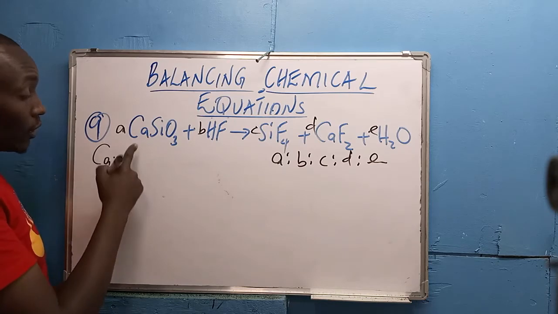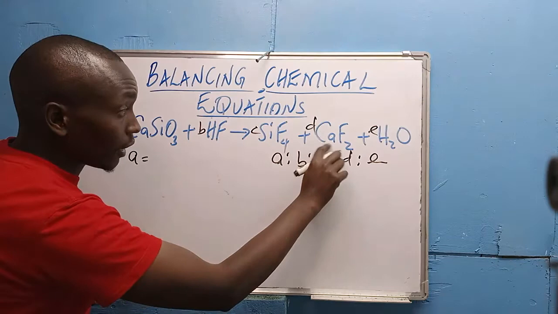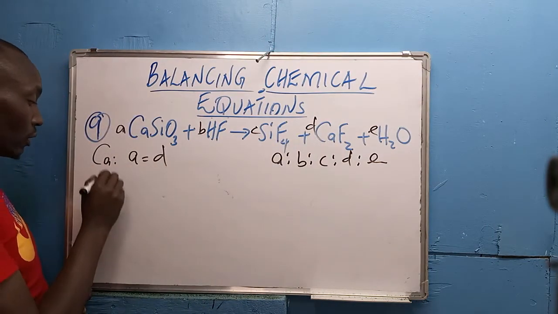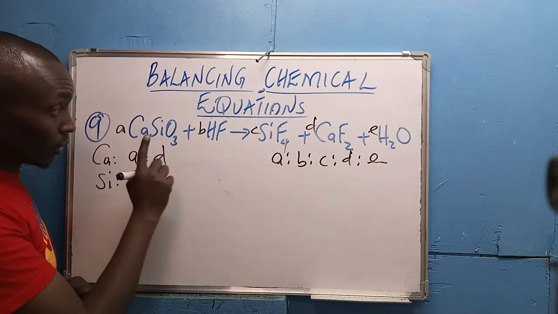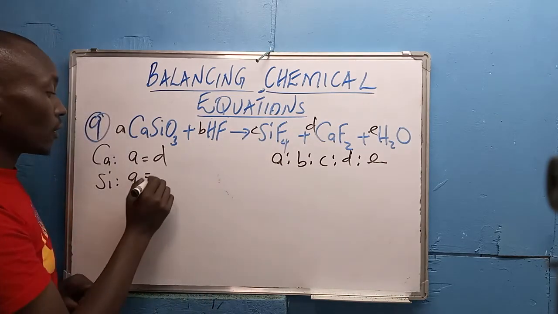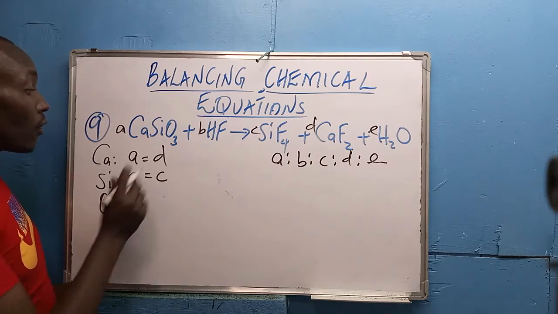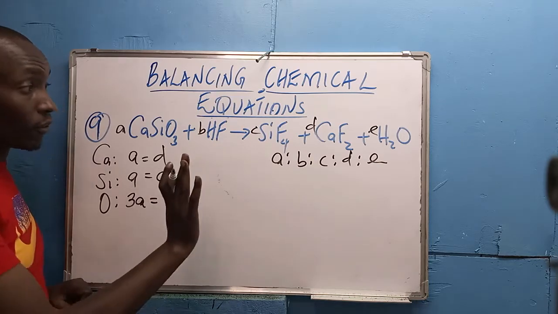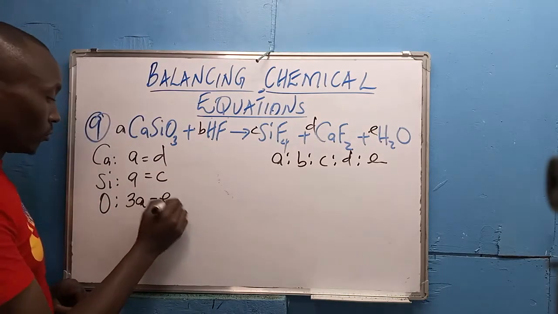Calcium. Yes, 1 times A, that is A. On the other side, it is 1 calcium in this formula times D, so it equals to D. Then we can talk about silicon. Yes, silicon, 1 times A, that is A. That's 1 silicon in the formula times A. Then 1 silicon times C, that is C. Oxygen, oxygen 3 times A, 3A equals 2. On the other side, we look for oxygen. It is in this formula, so it is 1 times E equals to E.